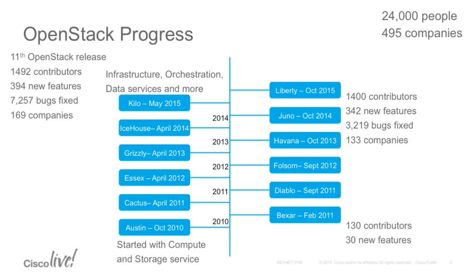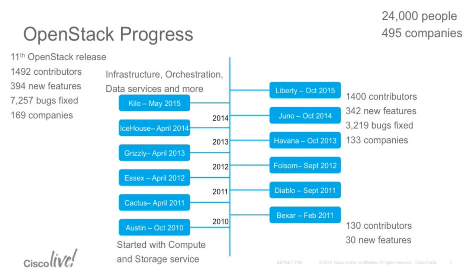From then on, the community has just continued to build momentum and involve more and more contributors as well as new features. If we compare, for example, on two metrics, the number of contributors and the number of features, in the Bexar release, which was in February 2011, we had 130 contributors with only 30 new features. Well, it was good for a new project that was just starting.